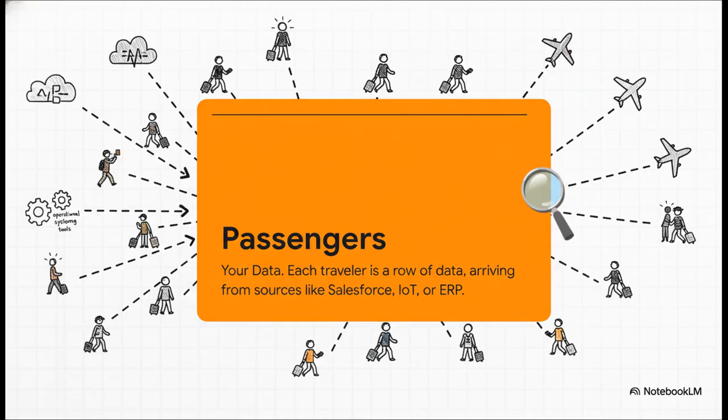And of course, the most important part, the passengers. Every single traveler represents a row of your data. They might be coming from different airlines, like Salesforce, marketing tools, or operational systems, but they all come together in our data airport, ready for their journey.